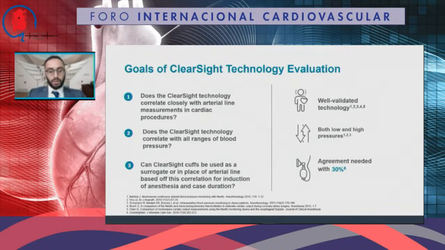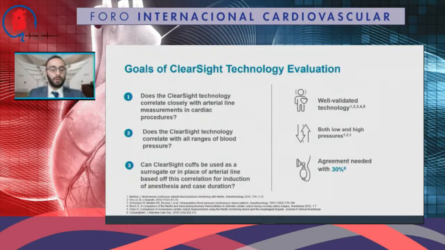The second question was, does the ClearSight technology correlate with all ranges of blood pressure? So not just when the blood pressure is really low or really high or in the middle, we wanted to make sure that it could track the blood pressure amongst all those ranges. The third was, can ClearSight cuffs be used as a surrogate or in place of an invasive arterial line based off of this correlation for the induction of anesthesia and potentially for the duration of the case?